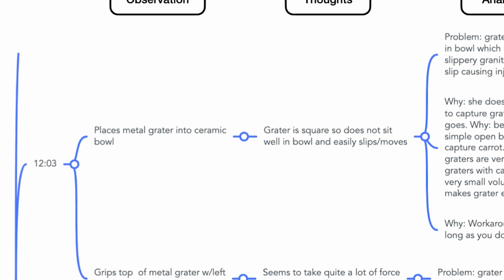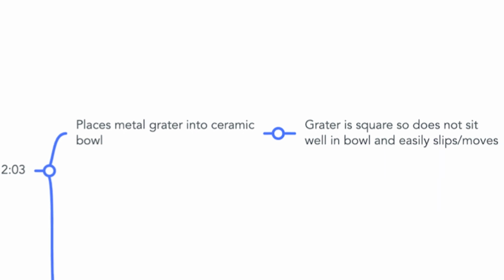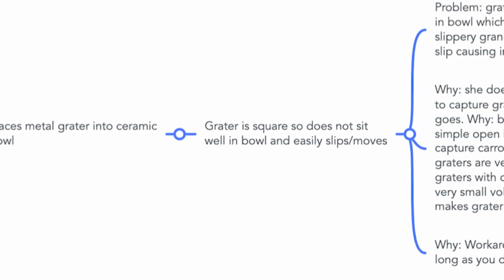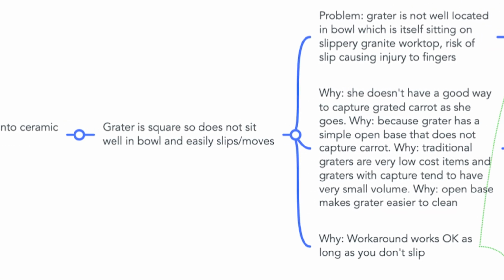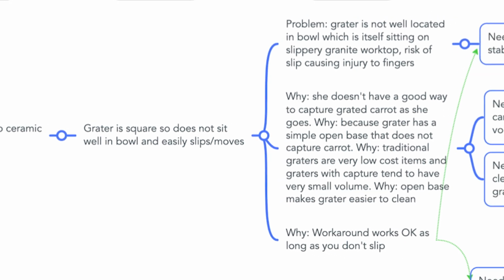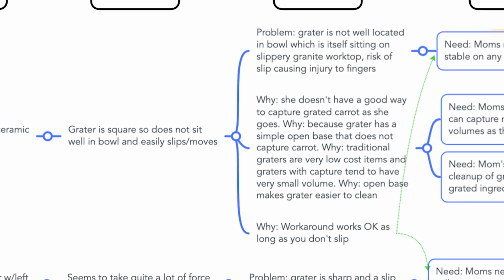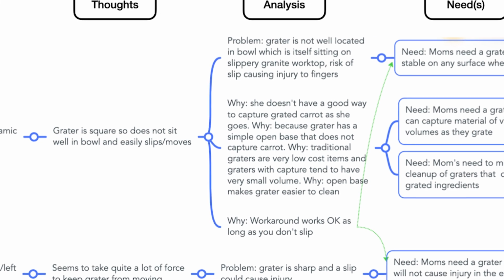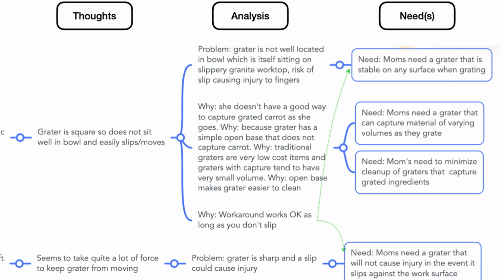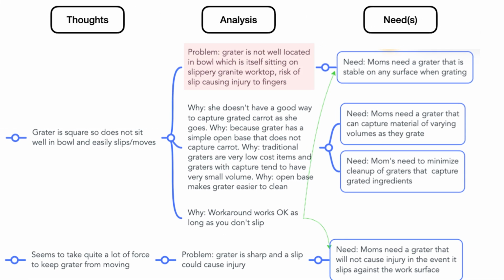So at 12:03, we saw Mum place a metal grater into a ceramic bowl. And I noted that the grater is square, so it does not sit very well in the bowl, and it easily slips and moves around. So what's the problem that's going on there? Well, the grater is not well located in the bowl, which is itself sitting on a slippery granite worktop. And there's a risk of it slipping and causing injury to fingers, and that would be bad news.